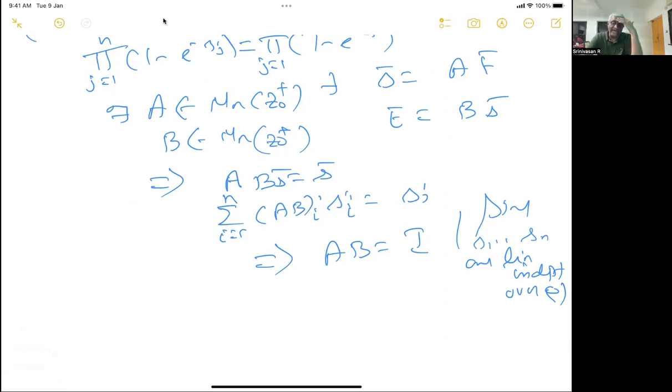Now AB is identity, and they are integer valued matrices. So B is an inverse of A. Now they are just finite matrices.